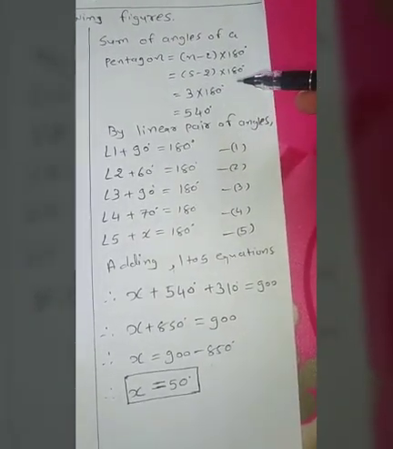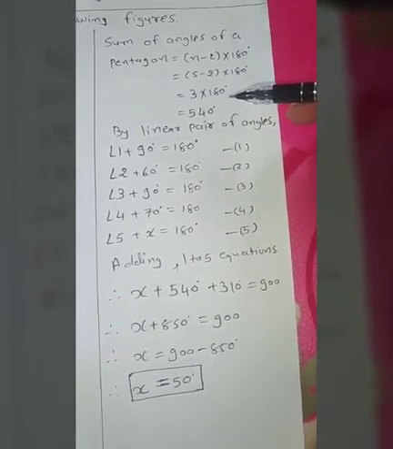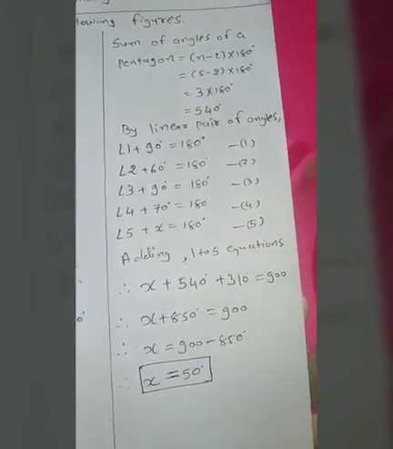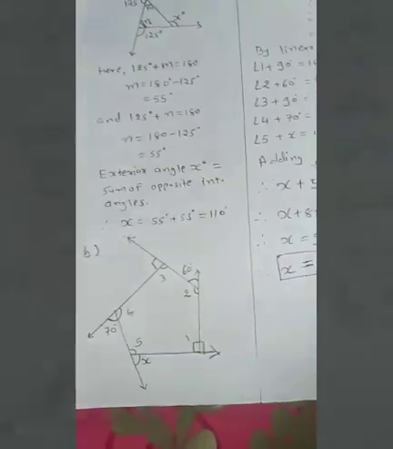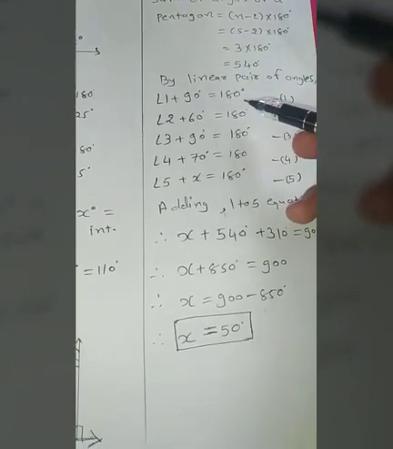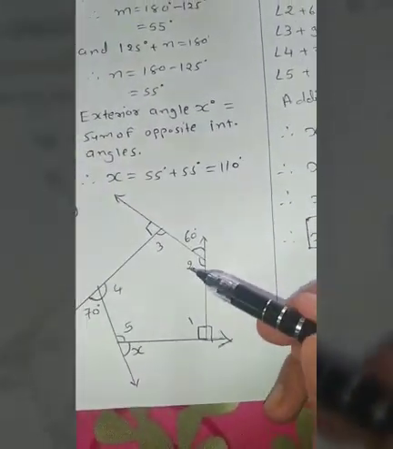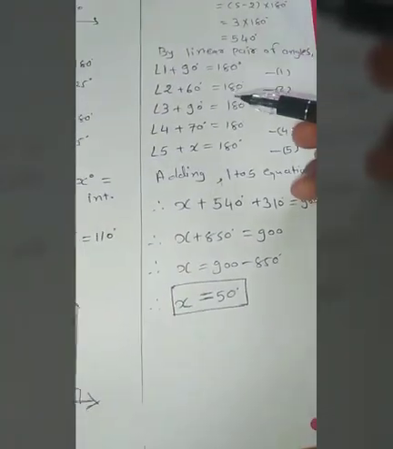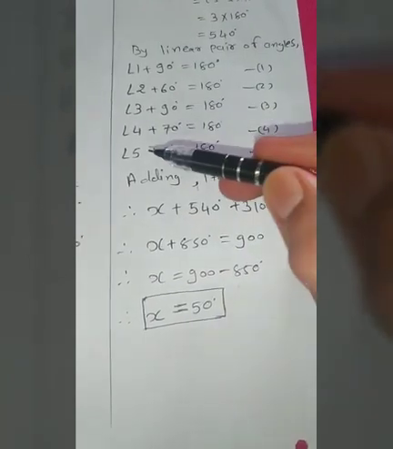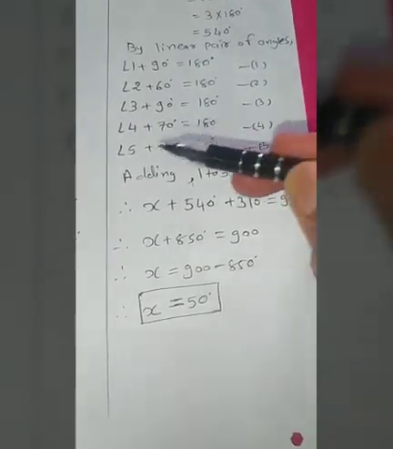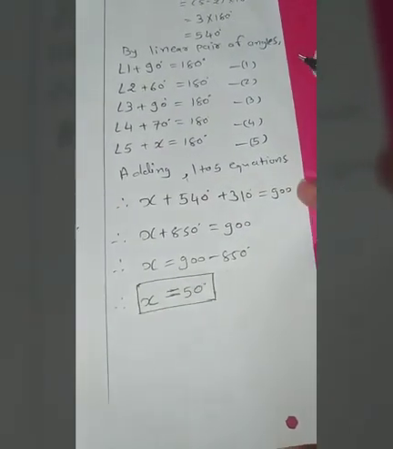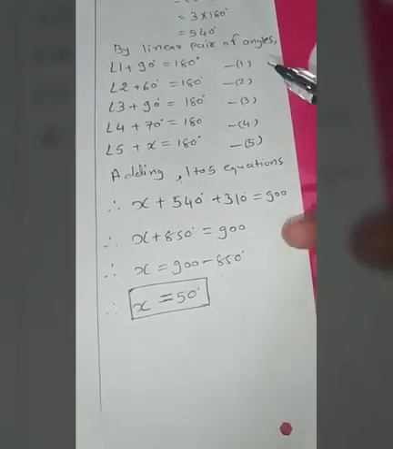5 minus 2 multiplied by 180 gives 3 multiplied by 180, which is equal to 540. By linear pair of angles, 1 plus 90 gives 180. Then 2 plus 60 gives 180. In this way, 3 plus 90 is equal to 180, 4 plus 70 is equal to 180, and 5 plus x is equal to 180. These 5 are our equations.